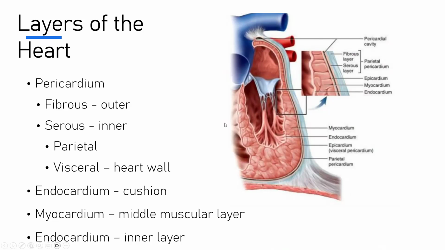Right below that is the myocardium, which is probably the heavy lifter. The myocardium is muscle. And because our heart beats constantly, the myocardium is very thick, very important, very strong because it has to constantly contract and relax and contract and relax to beat and pump blood. And then the innermost layer is the endocardium because endo means in.